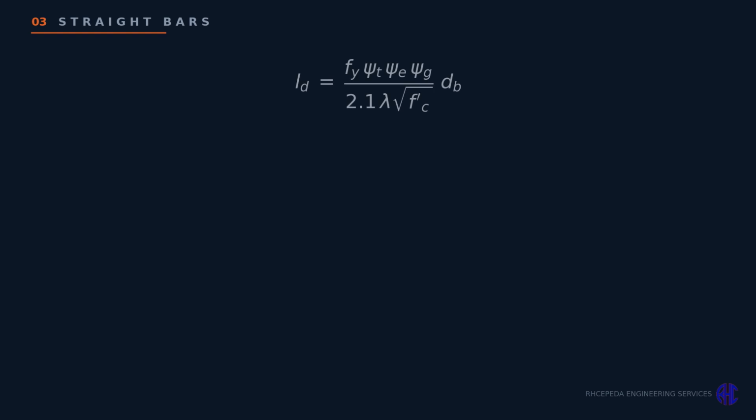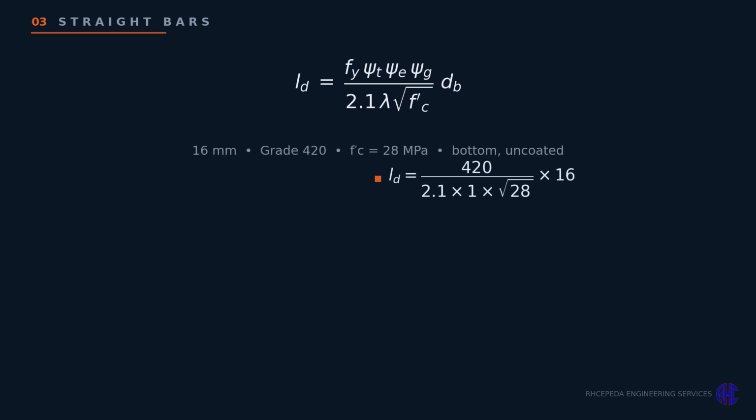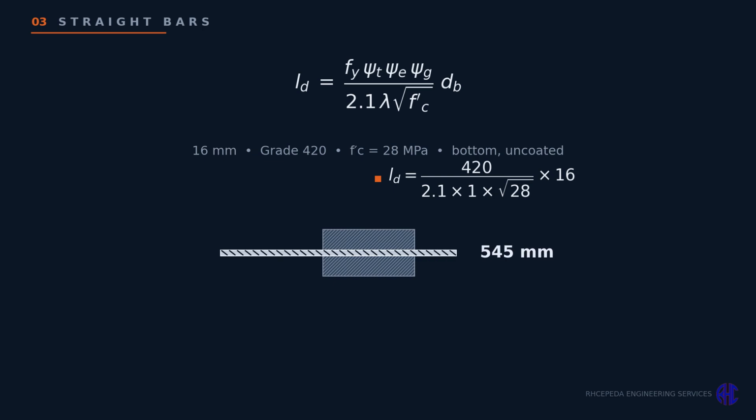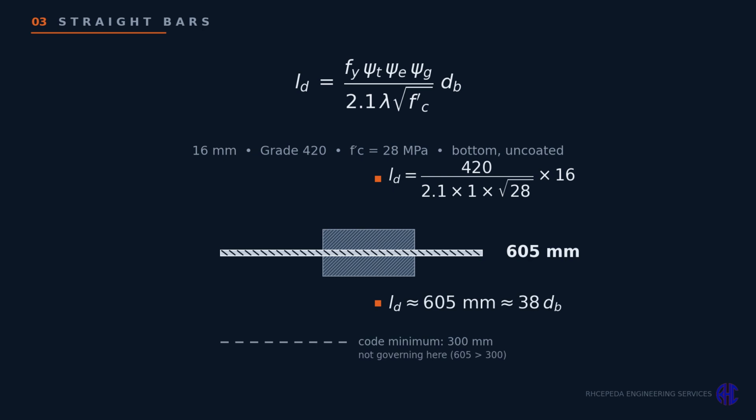For straight deformed bars in tension, the code simplified expression reads, LD equals Fy times the modification factors over 2.1 lambda root F prime C, all times the bar diameter. Take a 16 mm grade 420 bar, in 28 megapascal concrete, bottom cast, uncoated, LD comes to about 605 mm, roughly 38 bar diameters. And the code never accepts less than 300 mm.